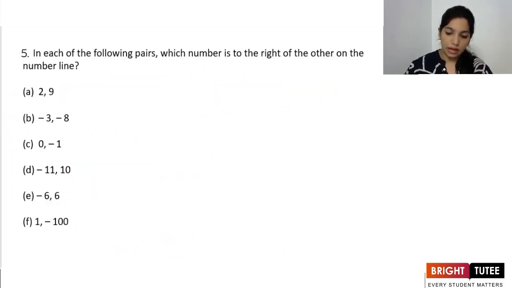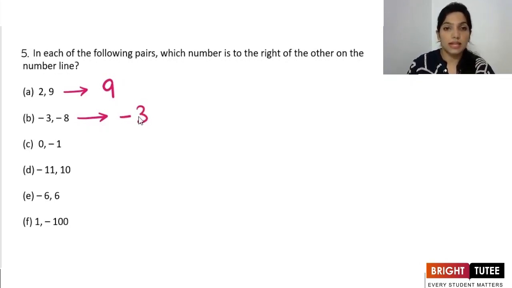Now let's do this: in each of the following pairs, which number is to the right of the other on the number line? So we are just going to tell which one is bigger, because when you move to the right, I hope you remember, you get bigger every time. So which number out of these two is bigger? The number 9. Out of these two, which one is sitting on the right side? Minus 3 will be sitting on the right side, minus 8 will be sitting on the left.